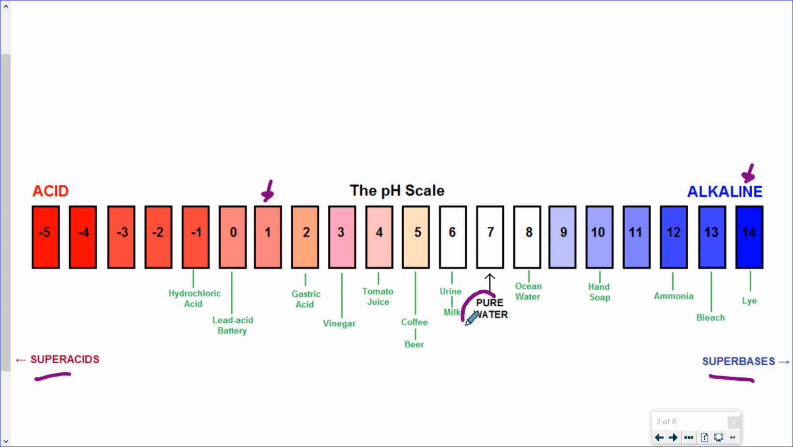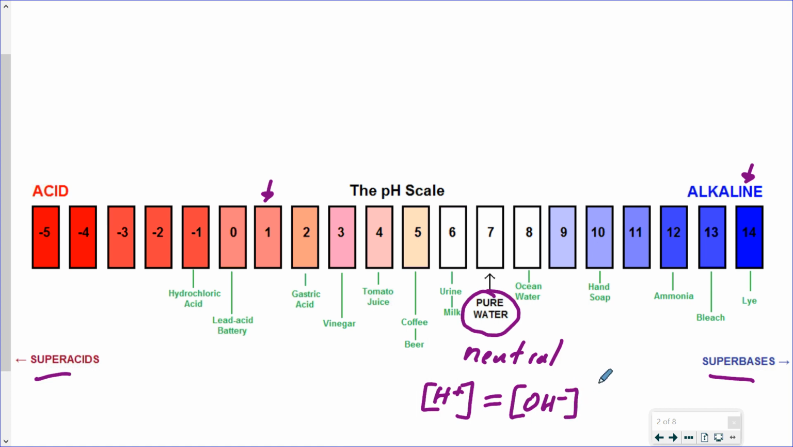Right in the middle, pure water, pH of 7. Yes, you should know that. So that means that it is neutral. If it is neutral, what that means is the number of protons, or concentration, we use square brackets for concentration, but you can just think of it as the number as well. The concentration of protons that would make it acidic is exactly equal to the number of hydroxide, which would make it basic. So it's not acidic, it's not basic, it is neutral.